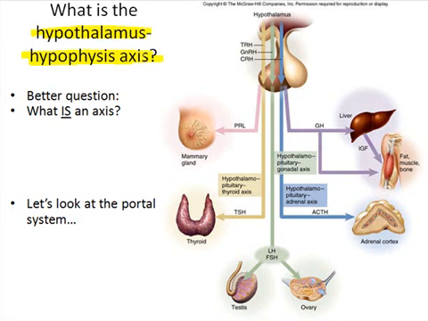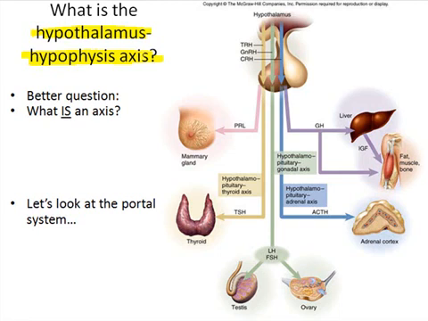So an axis, by definition, simply means an interaction or a relationship, a functional relationship between two or more glands, in this case, that are discontinuous, meaning that they are not physically connected to each other, and so we have to utilize hormones and the bloodstream in order for them to communicate one with the other.